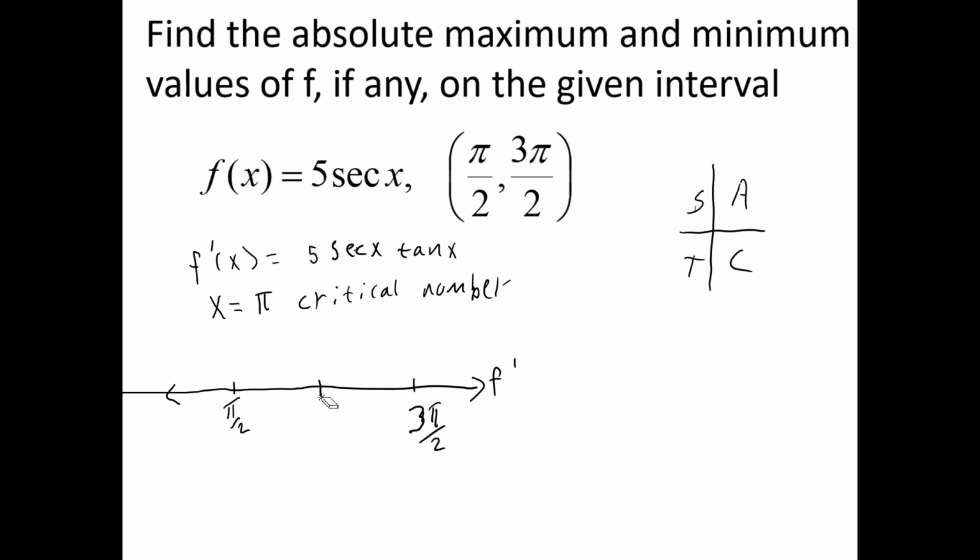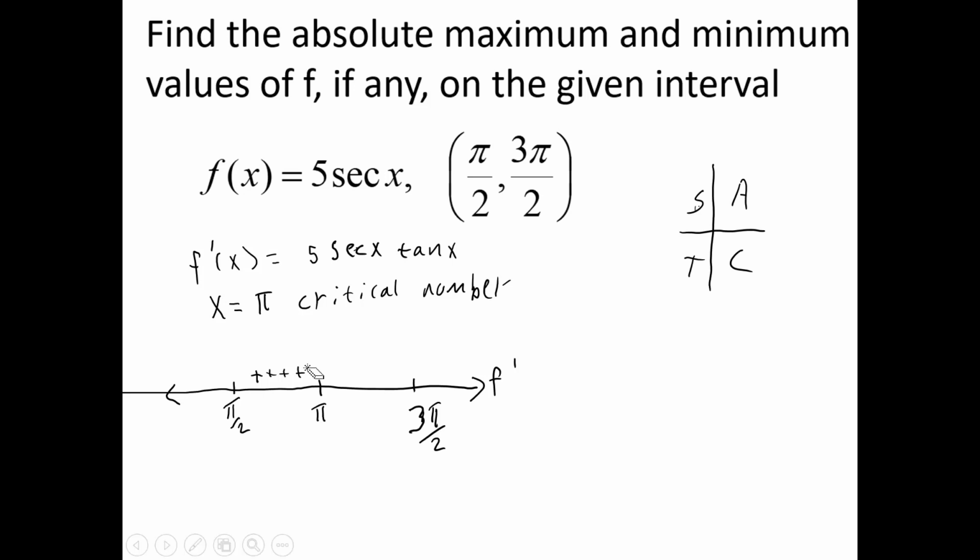And we have one critical number right in the middle at pi. But ASTC in quadrant 2, the only positive function is the sine, so both the cosine and the tangent are negative, and so when you multiply them together, the secant and the tangent, you're going to get a positive.